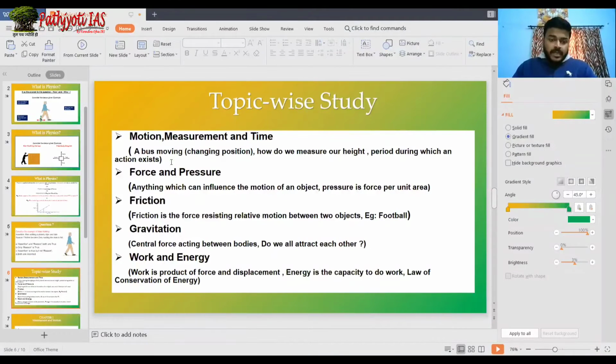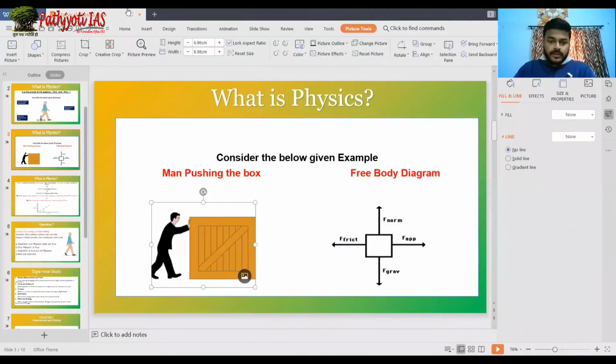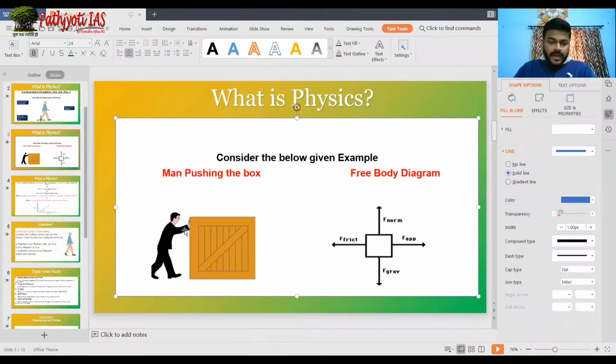Now, secondly, we are going to study force and pressure. Anything which can influence the motion of an object is known as force. Let us go back to the first example itself. Do you see this box? What is this man doing? He's pushing the box. So what do you think, will the box move or not?